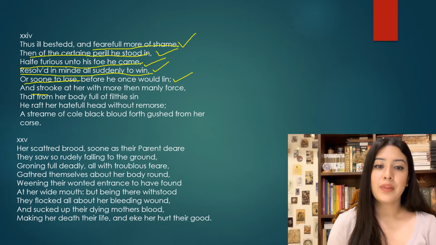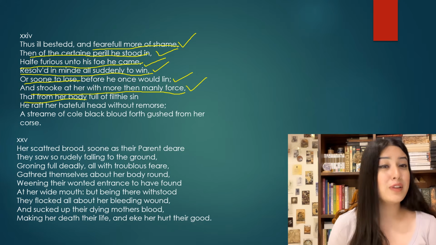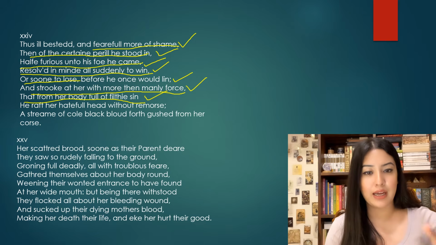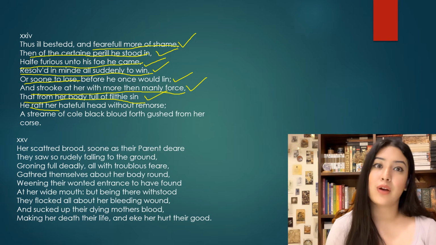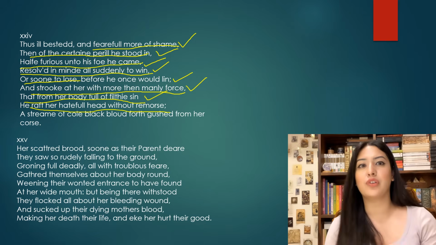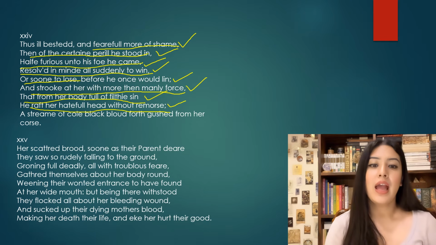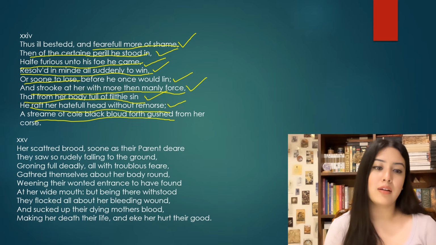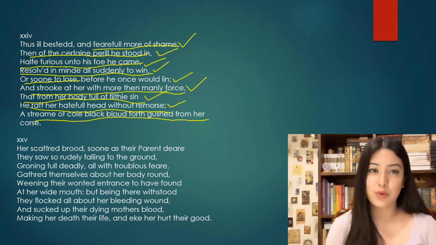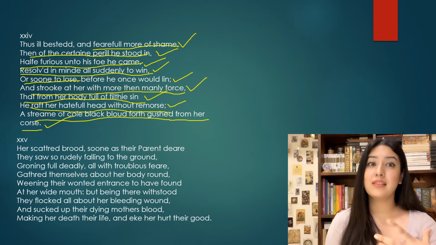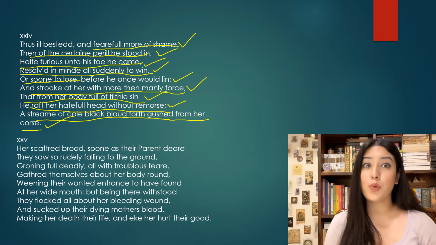Then he says, and struck at her with more than manly force, that from her body full of filth, sin. So with a lot of force he struck her, and he reft her hateful head without remorse. Without remorse, he cut off her head. He's done. He killed her. A stream of coal black blood forth gushed from her corse. So when she's vanquished, she's devoured. Now there's blood oozing out of her, and it's coal black in color.